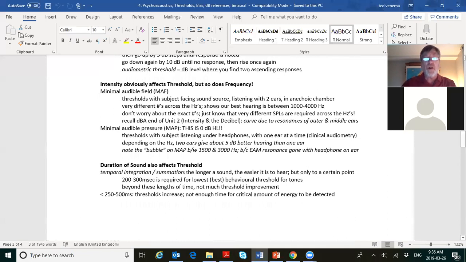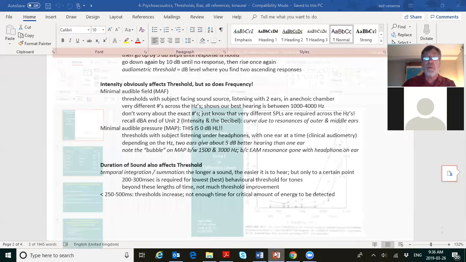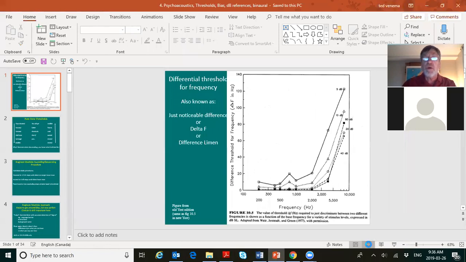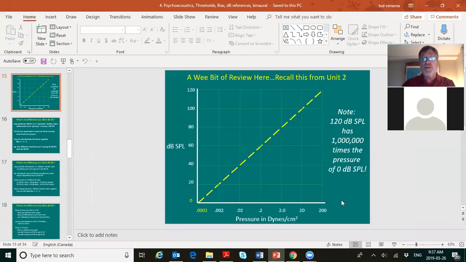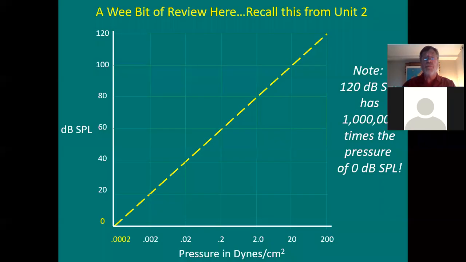You will recall, and let's just look at a picture here in our PowerPoints. We get to right where we need to be here. You will recall this picture from acoustics a long time ago. A wee bit of review here. Recall this from Unit 2. What's the softest level it takes to just barely hear a 1,000 hertz tone at 1 meter distance from a speaker with 2 ears? And we said the softest pressure against the eardrum required to do that was 0.0002 dynes per centimeter squared. And we called that 0 dB SPL.